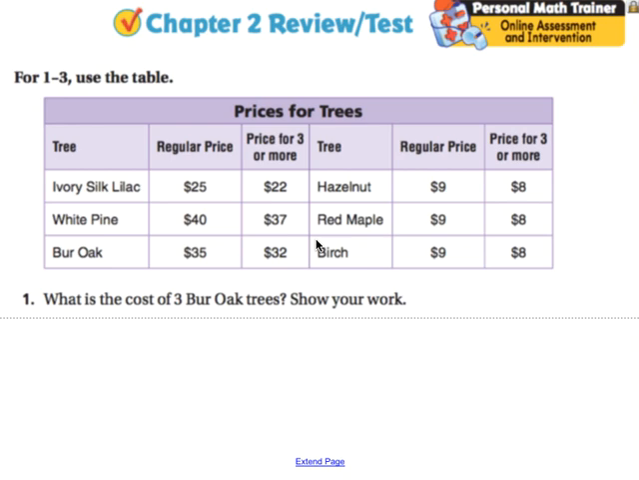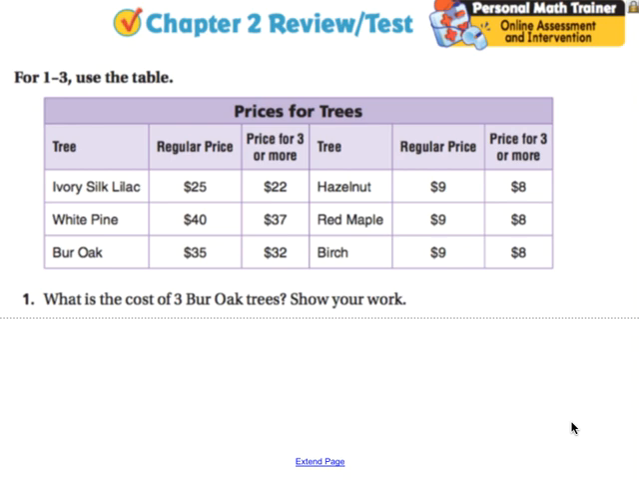Okay, so for questions 1, 2, and 3, we have to use the table below. The table below is showing us the prices for trees. And I noticed there are 6 trees. The ivory silk lilac, the white pine, bur oak, hazelnut, red maple, and birch. Okay, and what I notice about this table is in the prices.